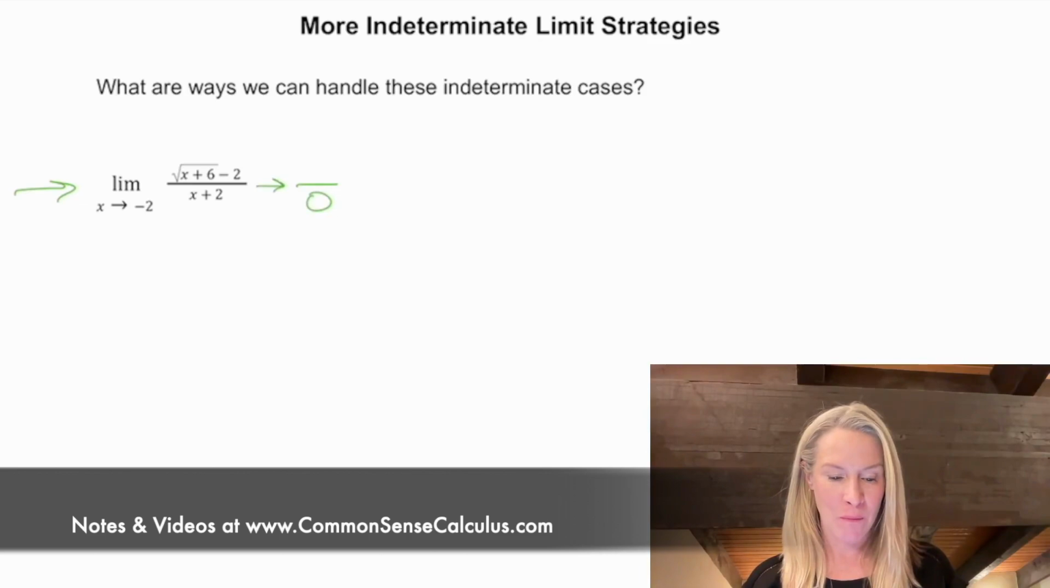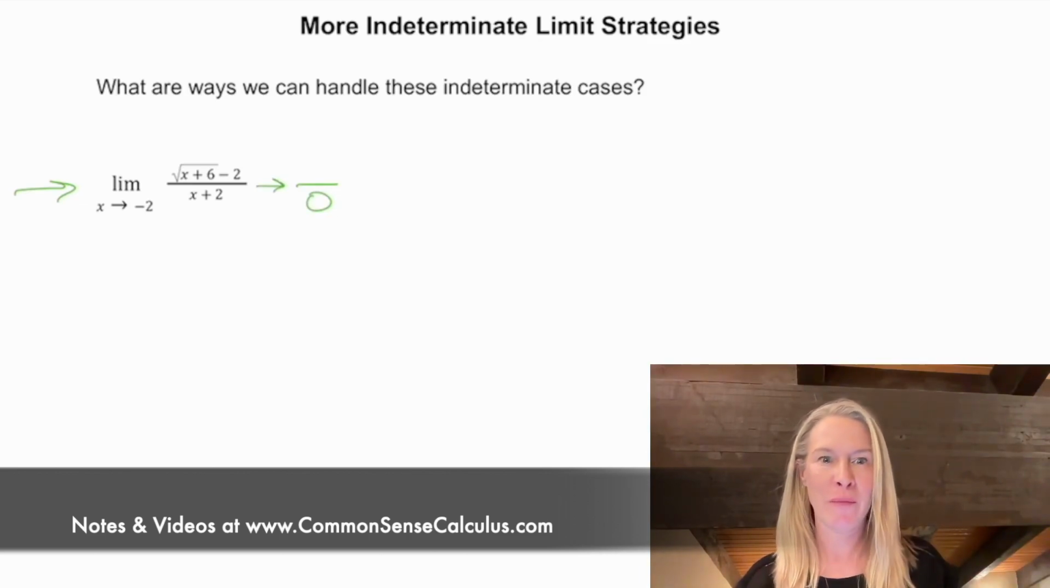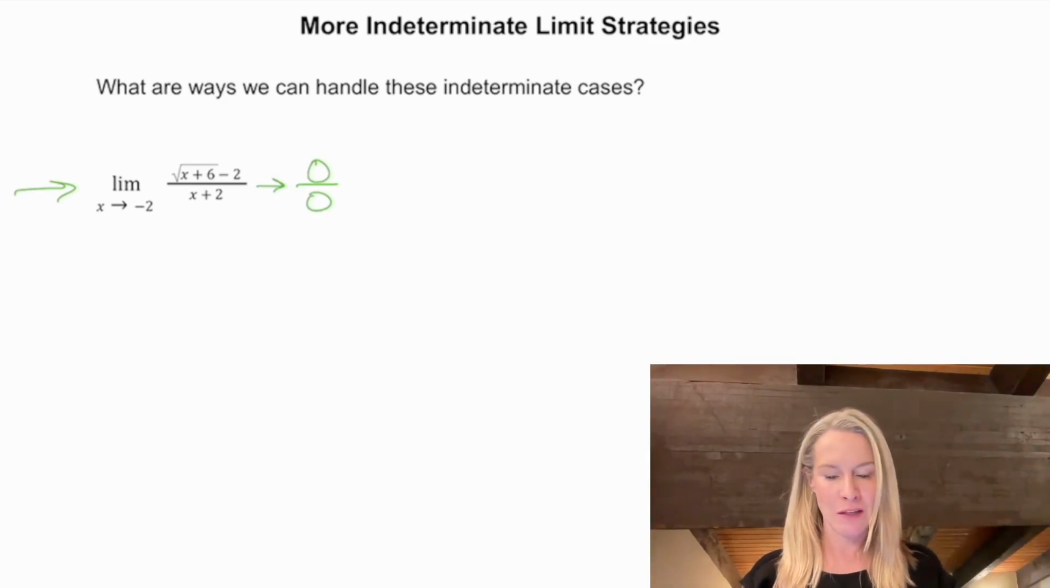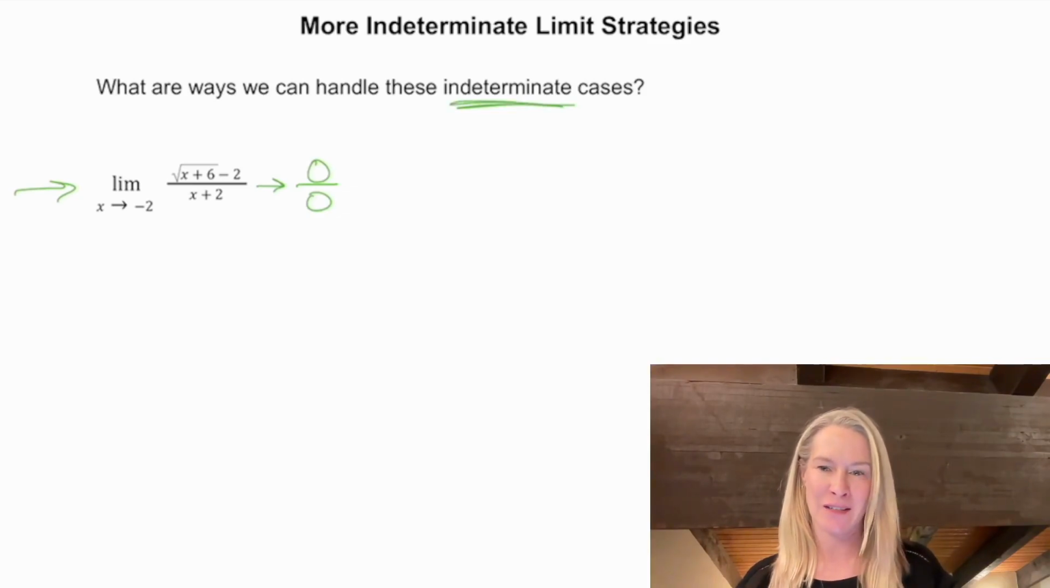Taking a look at this function right here, as x approaches negative 2, we can see that the denominator goes to 0 because negative 2 plus 2 is 0. And in fact, the numerator does also. Negative 2 plus 6 is 4, square root of 4 is 2, 2 minus 2 is 0. 0 over 0 tells us nothing. We don't know whether the limit exists or not. This is called an indeterminate case. And so we have to try something else.